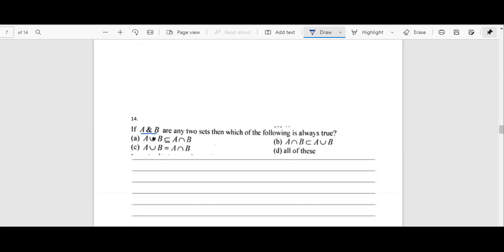Now we know that A union B can be a bigger set than this, right? Because obviously A union B would have the elements of A plus the elements of B, and if we have any elements in common, we will write them once only. And in the set on the right hand side, we only have the common elements. So clearly, this cannot be the subset. A intersection B can be the subset of A union B, but we cannot have A union B as the subset of A intersection B, because this is the big set and this is the small set, right?